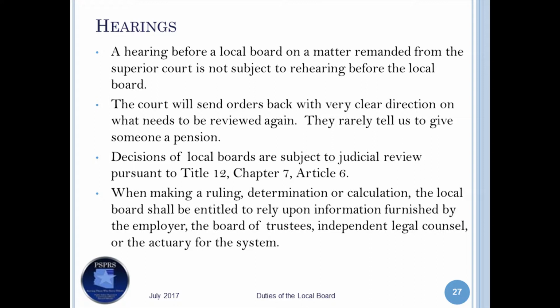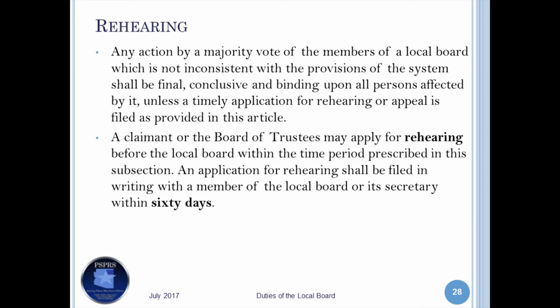These hearings or rehearings are always done because we just want to make sure we're protecting the rights of the member and protecting the fiduciary responsibility of the fund. If you do have a rehearing, any action or majority vote of the local board which is inconsistent with the provisions of the system shall be final. It's conclusive, binding on all persons. You have to have the rehearing or appeal within that 60-day window. The claimant or the Board of Trustees may ask for a rehearing before the local board, and that 60-day window will start as soon as we've sent you a letter, or you sent us a letter, by certified mail.